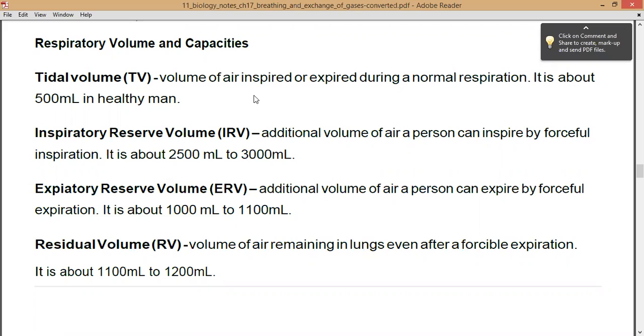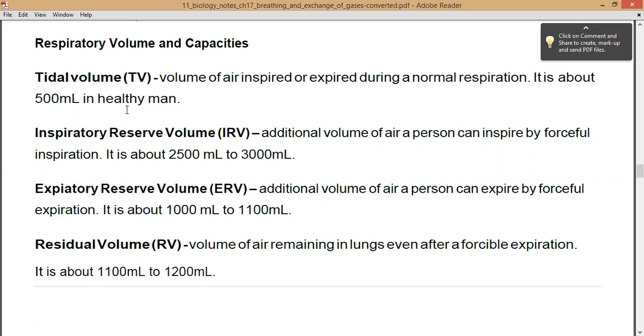So this is the volume of air inspired or expired during a normal respiration. When you are normally respiring, how much air are you taking in and how much air are you expiring out? That is known as tidal volume, and its value is normally 500 ml in a healthy man.